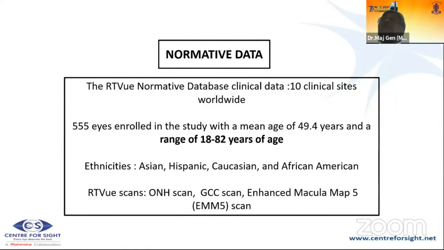Now, the normative data is one of the most important things that we must look at. In the RTVue, the normative database was collected from 10 clinical sites worldwide, with 555 eyes enrolled in the study, the mean age being 49.4, but the range was between 18 and 82. What must be remembered is that we cannot do it in children, which is so important also for us. Ethnicities covered include Asian, Hispanic, Caucasian, and African American. It scans the ONH, that is the optic nerve head, the ganglion cell complex. It also has an enhanced macular map scan, that is the EMM5 scan.